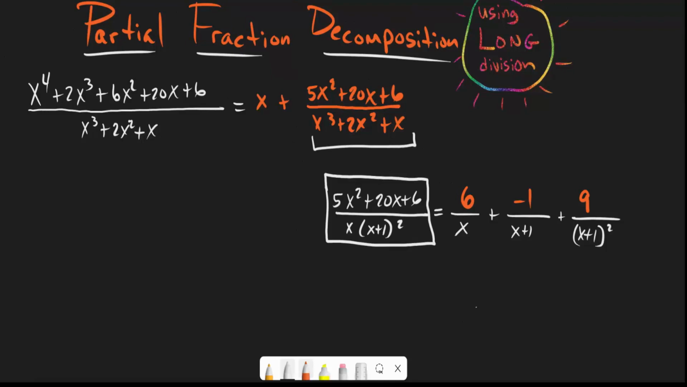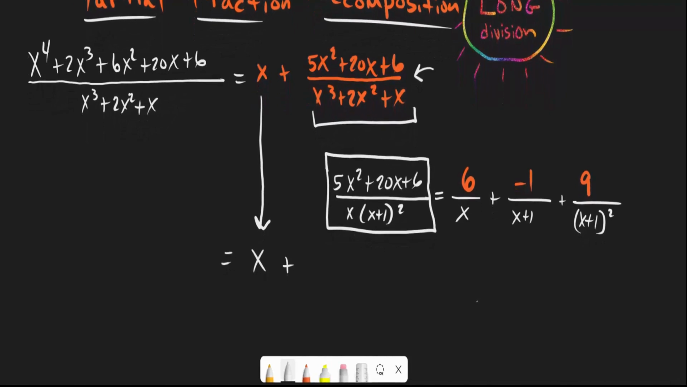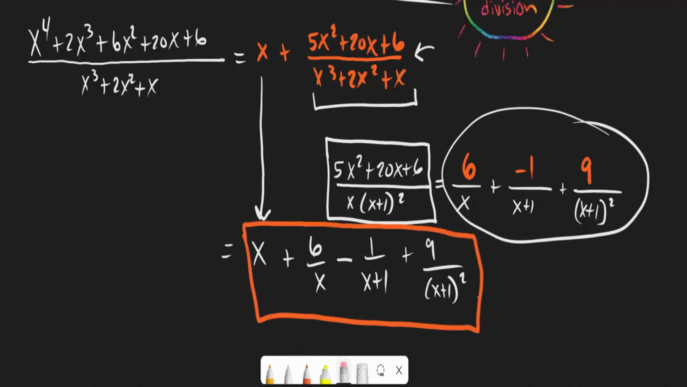So now what I'm going to do is I'm going to write the final answer. So that is x plus our fraction, which we've broken down. We've decomposed it into 3 different fractions, which are these 3. So it's going to be 6 over x minus 1 over x plus 1 plus 9 over the x plus 1 quantity squared. And that, my friend, is the final answer.